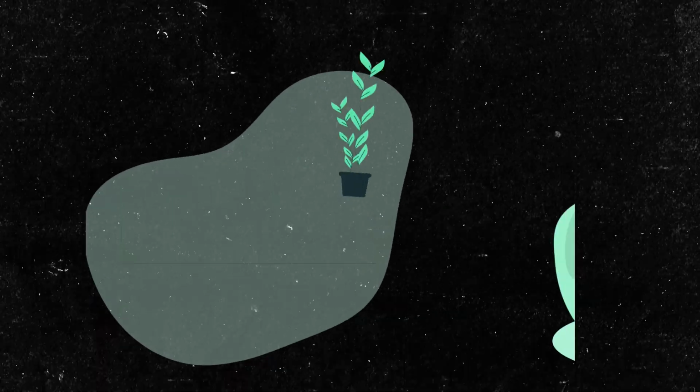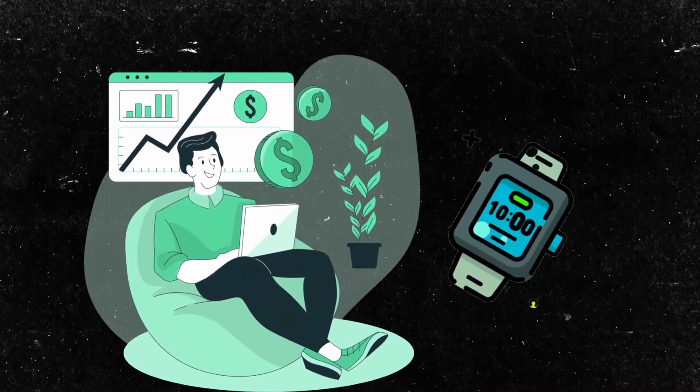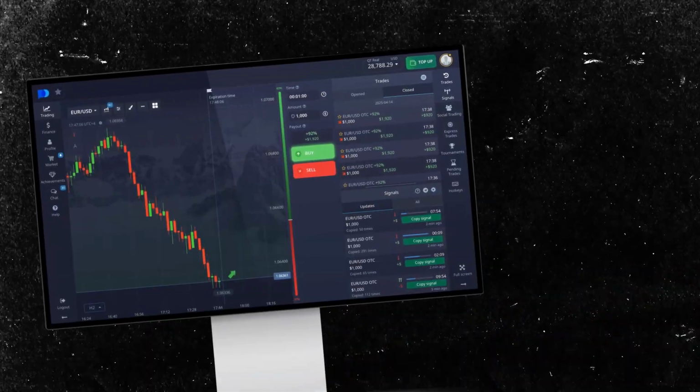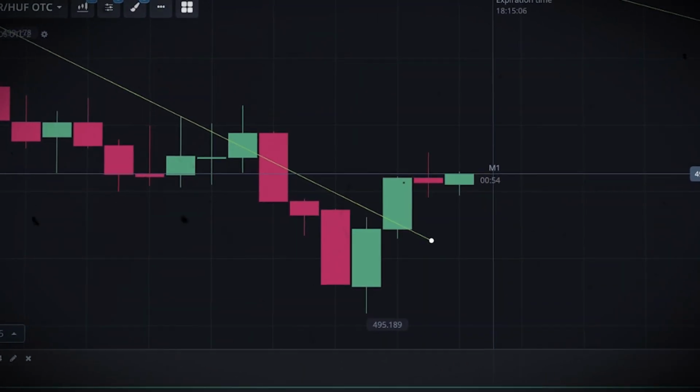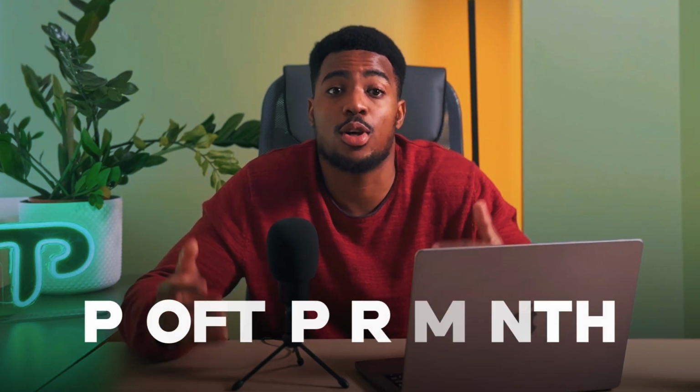I have been making my living trading binary options for over 6 years now, and almost every day at exactly 10 a.m. I do the same thing. I open my Pocket Option, set my favorite indicators, make 4 or 5 trades, including AI robot signals. And these routines bring me more than $20,000 of profit per month.